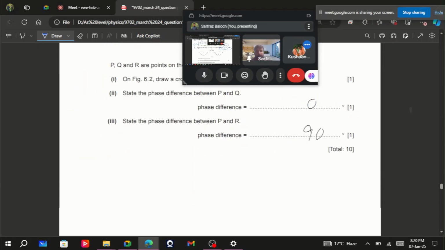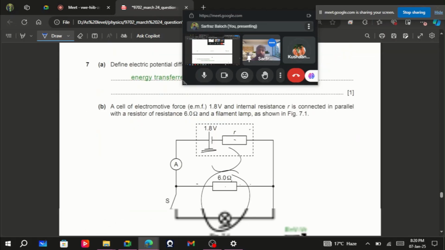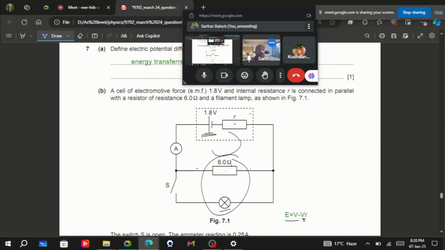Okay, is it clear with this question? Yes, sir. Okay, next, here you will use Kirchhoff's law. You should remember Kirchhoff's current law, which is current into a junction is equal to current out of the junction.